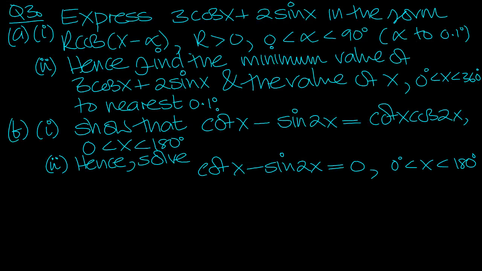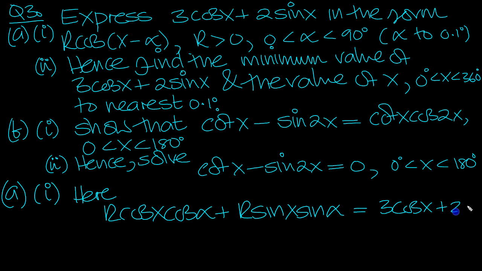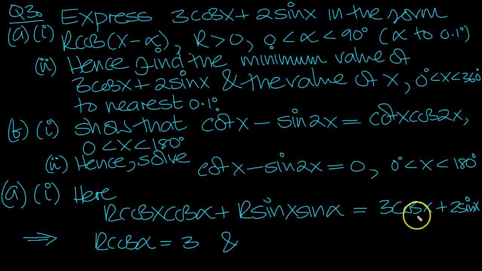So that's the question then. I've got it here, so let's have a look at it. So A part 1. We've got r cos plus, isn't it? So it's r lots of sine when we expand it. And that's going to equal the 3 cos x plus 2 sine x, hopefully. Let's see what that would imply. R cos alpha, the cos x coefficient, is 3. And the r sine alpha, the sine x coefficient, is 2. Okay, we can label this 1, we can label this 2.